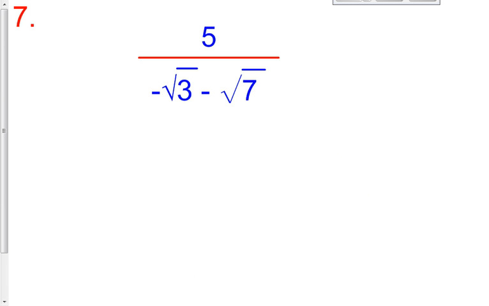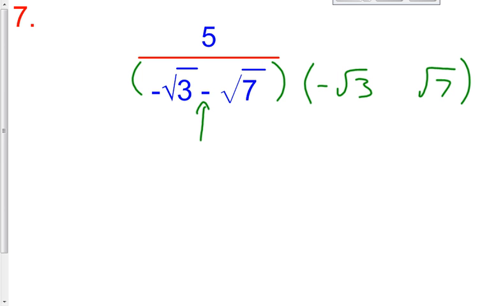So I'm going to multiply the whole denominator by its conjugate. So its conjugate is the exact same thing. It's a negative square root 3 and the square root of 7. It's the same thing except the sign in between. This sign right here, you do the opposite of that. So if it's negative, you put a positive sign. If it's a positive sign right here, you put the negative right here. So because this one is negative, we're going to have the positive sign in the next one.